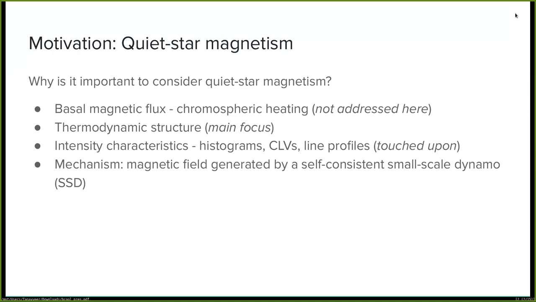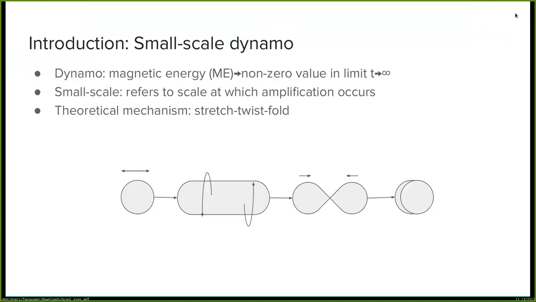The way to self-consistently include these in MHD simulations is to consider a field generated by a small-scale dynamo. Now, I'm sure all of you know, a dynamo is basically a process where magnetic energy goes to a non-zero value in the limit as time t approaches infinity, relative to other time scales. The small scale part refers to the scale at which amplification of the field occurs. Theoretically, it is essentially your kinetic plasma motions acting against, for example, a loop, stretching it, acting against the magnetic tension, folding it up and pushing it back.